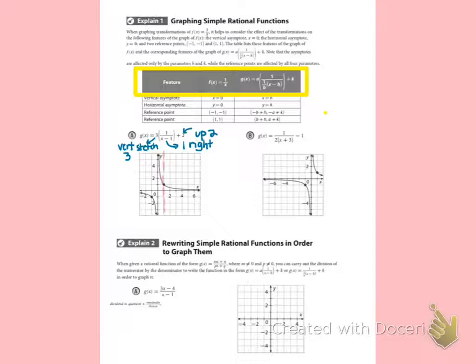Now the plus 2, because I'm basically taking that graph and sliding it up 2, that original horizontal asymptote was at the x-axis, right? It was at y equals 0, but now I'm going to slide everything up 2, so that means that asymptote's going to move up 2 units.